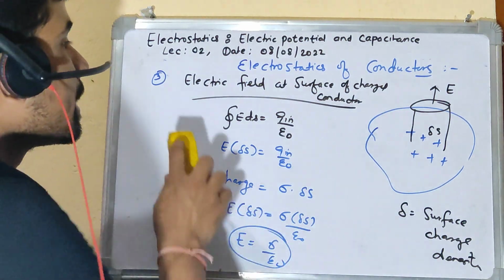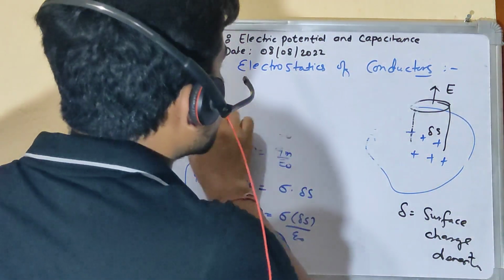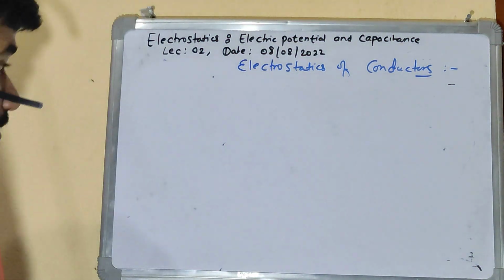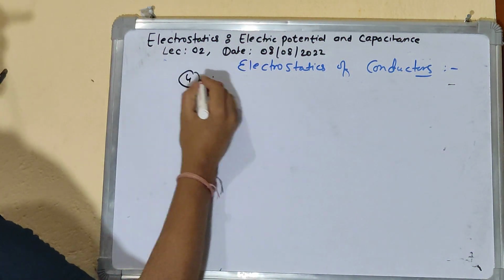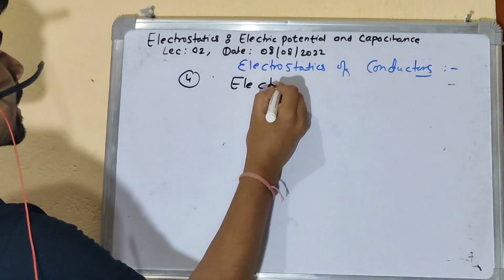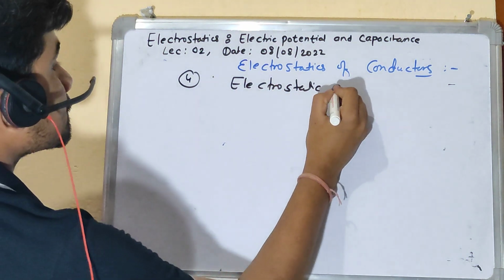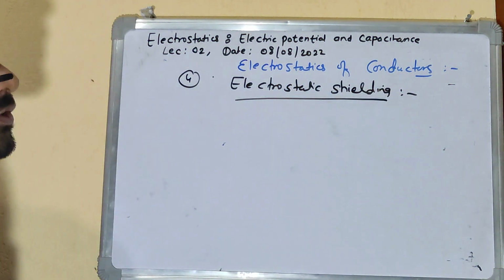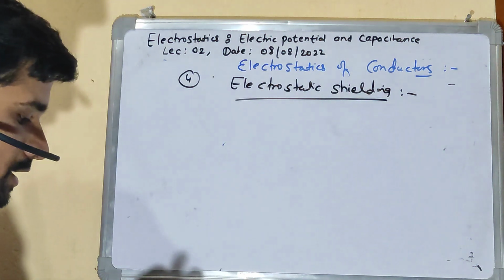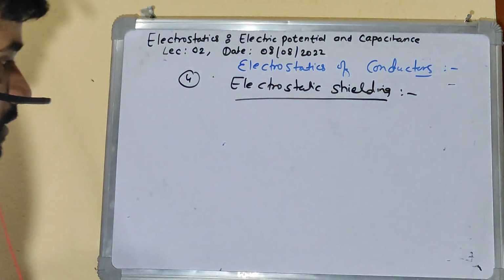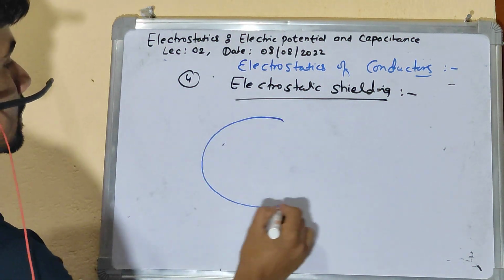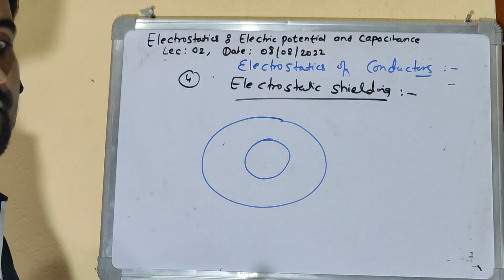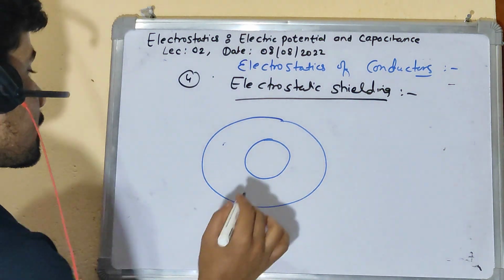And the next term is electrostatic shielding. We know that inside the conductor the electric field is always zero, right? So if there is a conductor which has a cavity inside, this is the conductor and this middle surface is the cavity. It has a hole or something like that, right?